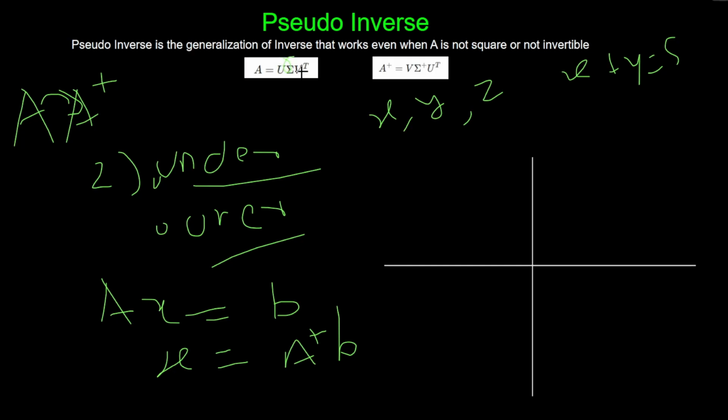So it's like a backward process. It helps to scale backward, and this V rotates back to the original input basis. So by doing this, we can find the pseudo inverse and we can find the best fit solutions.